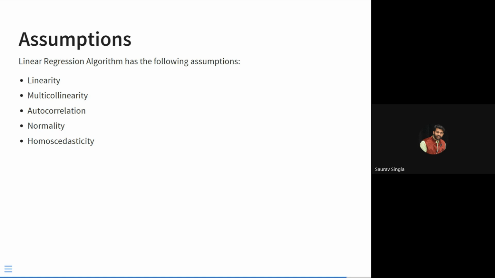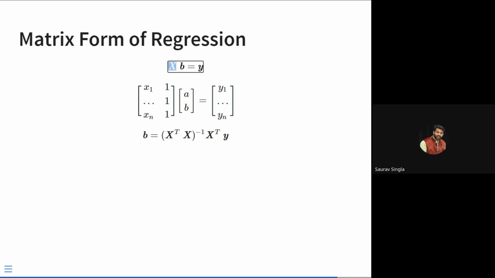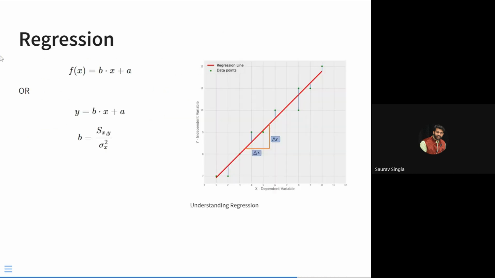Now let's move forward to the assumptions. Linearity is clear: we cannot go for non-linear relationships. This is compulsory. Second is multicollinearity. Multicollinearity means what? If you are taking more than one explanatory variable, that is, on the x side you are taking x1, x2, x3, like that, you are taking some other variables as well.